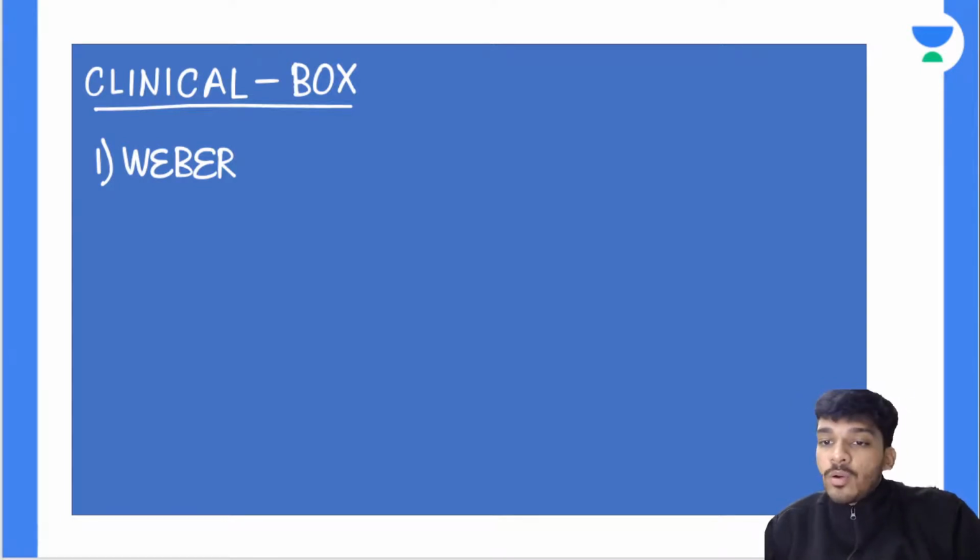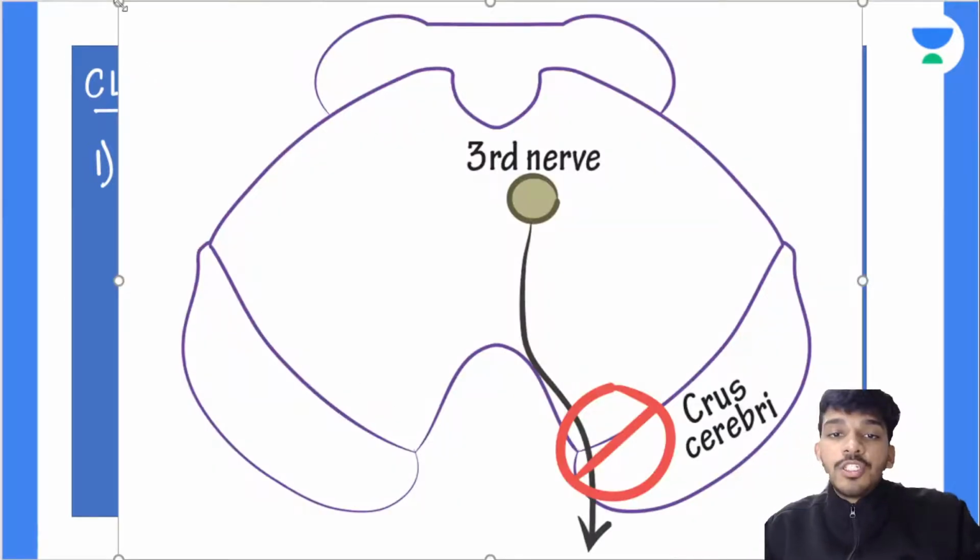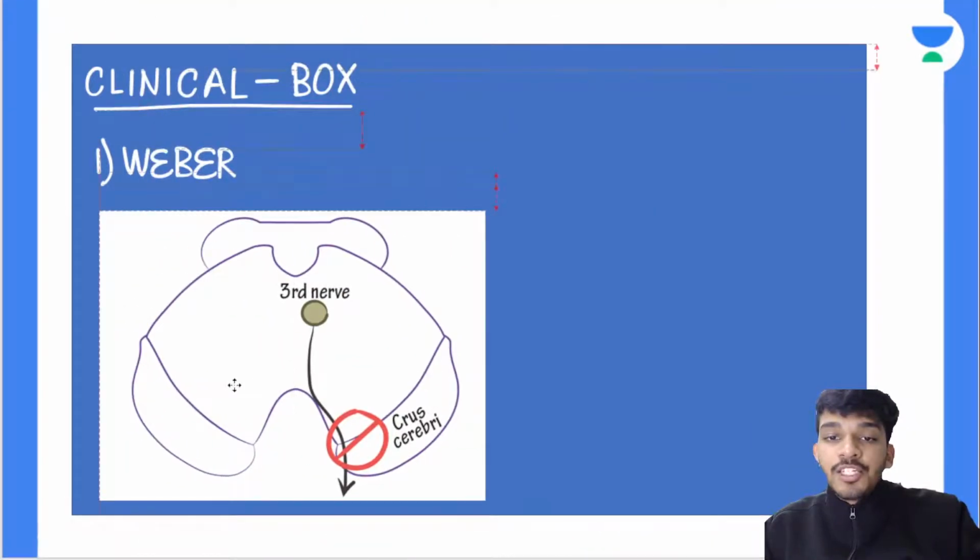So right now I am talking about the Weber syndrome, which is related to the stroke of the midbrain, a basal infarction. And in that, what is going to happen? Just imagine that this is the section of the midbrain, at the level of the superior colliculus. So this was the third cranial nerve. It was emerging from here.